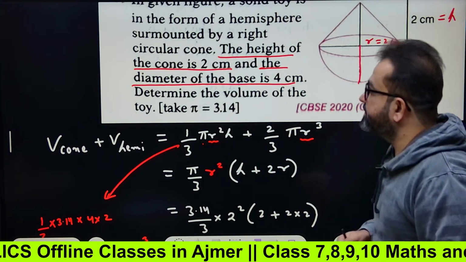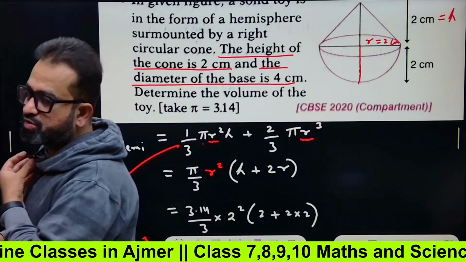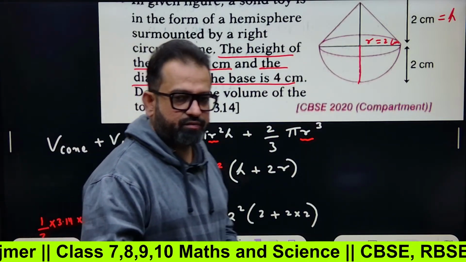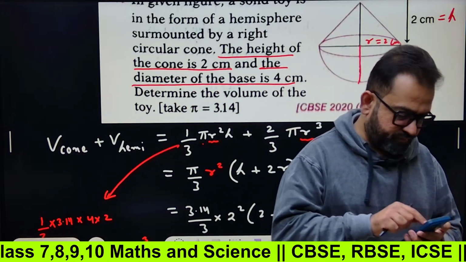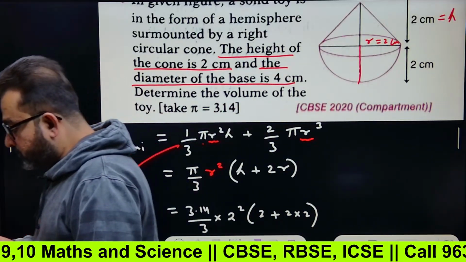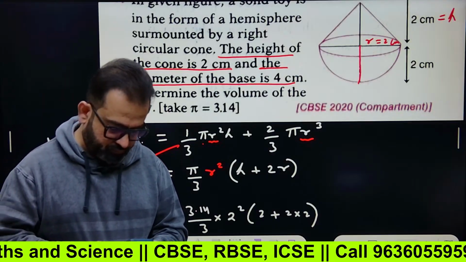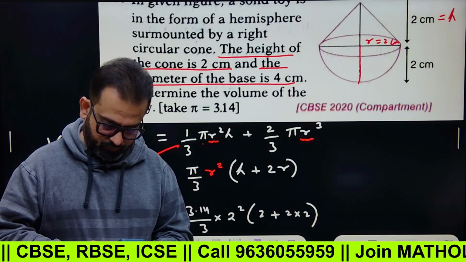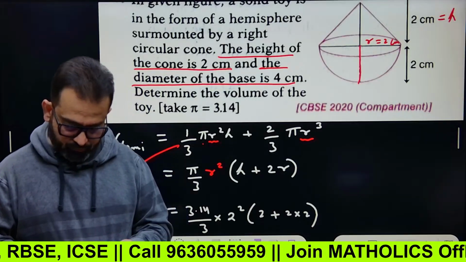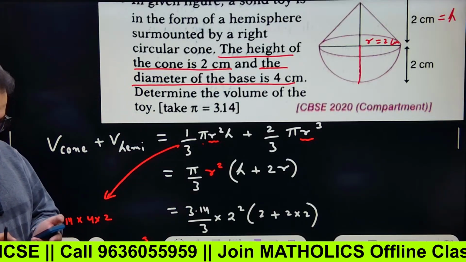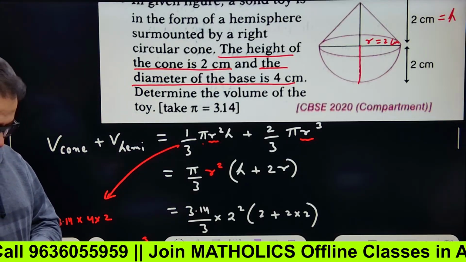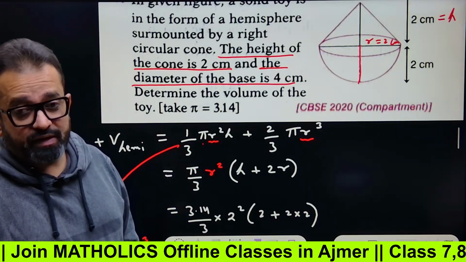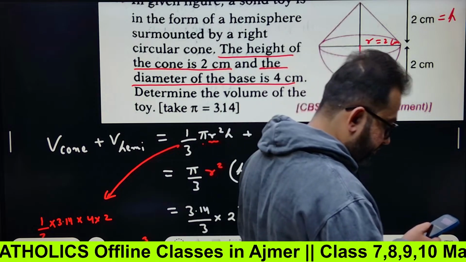Solve it ASAP as we have to do at least 5-6 questions more. Solve ASAP, do not waste time. This is a question for surface areas and volume. Solve it. If done, then tell me. We have to move forward.